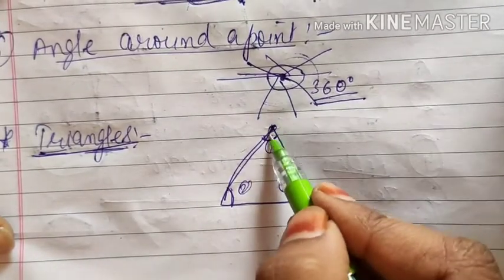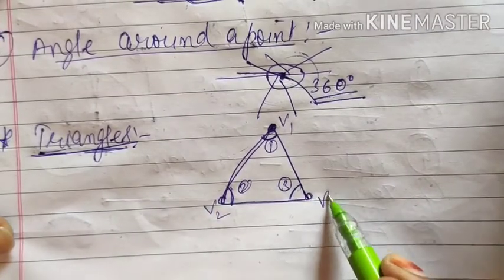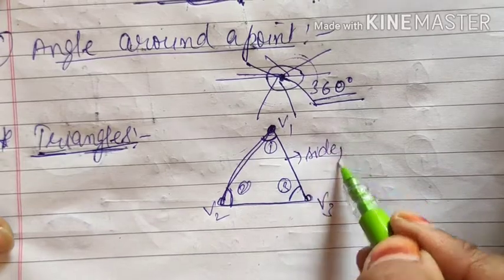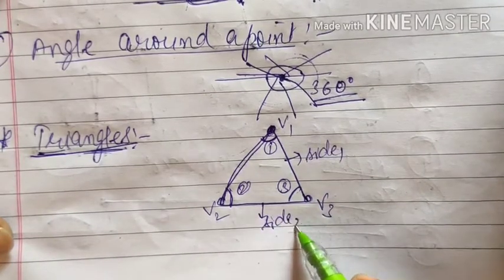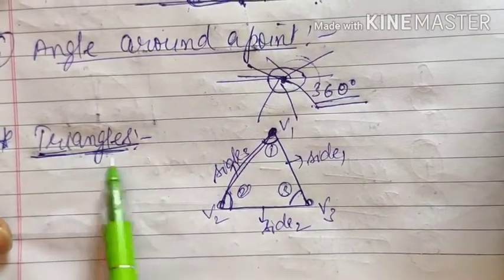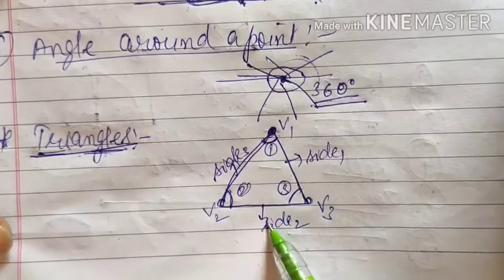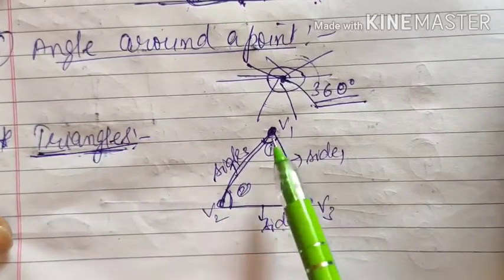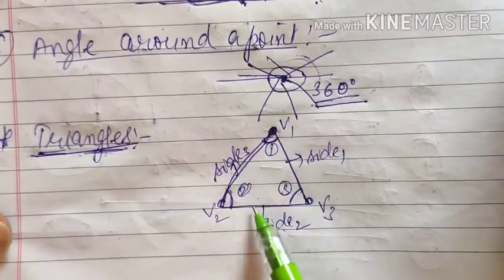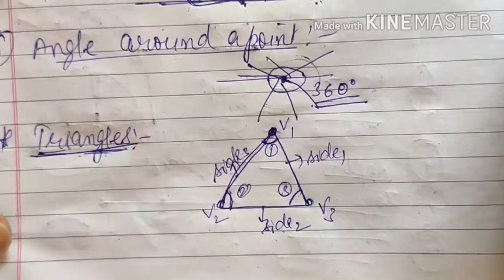Similarly, we will get 3 vertices. This is 1 vertex, this is 2 vertex, this is 3 vertex. Similarly, we will get 3 sides. 1 side and 2 sides, that is the second side, and this is the third side. That means a triangle is a closed figure made by 3 sides. It will have 3 sides, 3 angles, and 3 vertices. Now, on the basis of these sides and angles, a triangle also has some types.